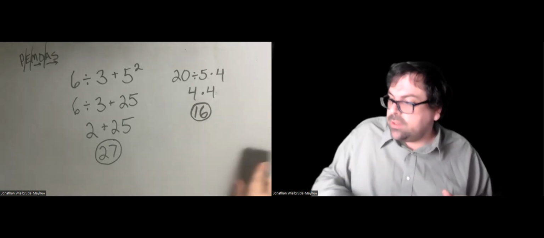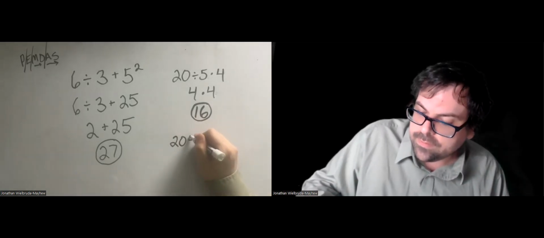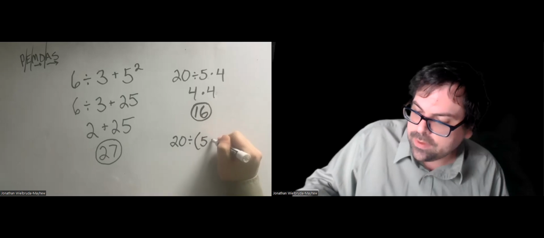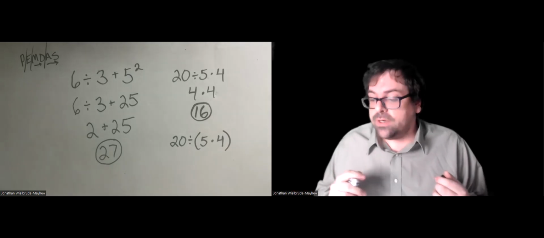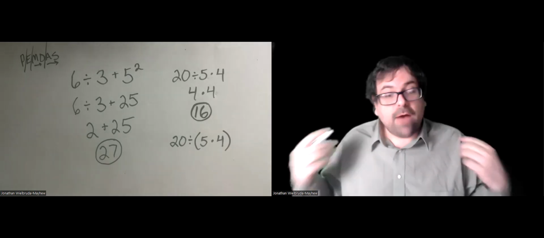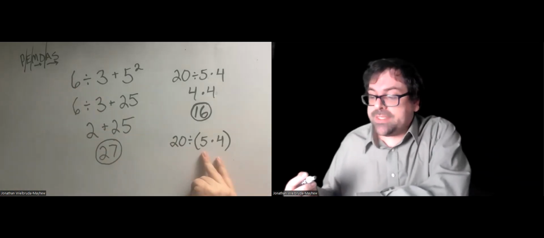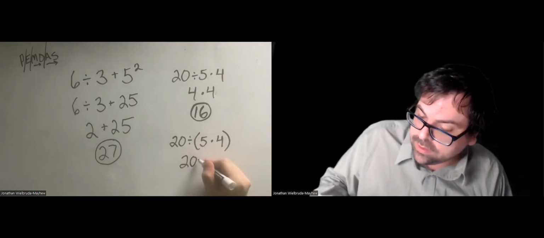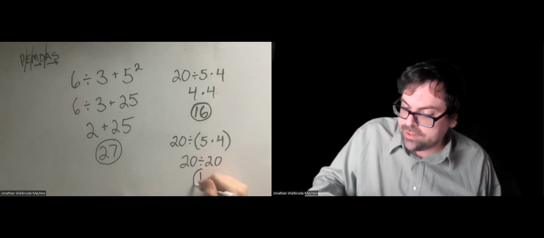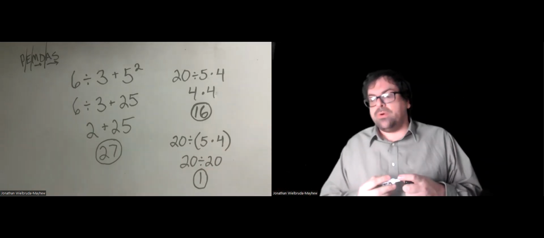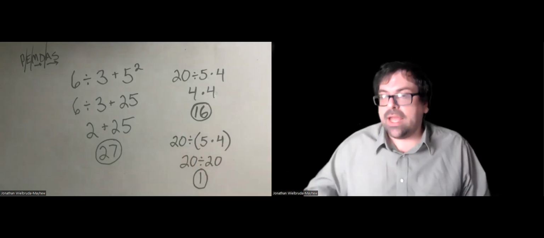Unless it's written like this. I put parentheses around the 5 times 4. And now when I follow order of operations, parentheses first. Inside the parentheses, we have 5 times 4. 20 divided by 20 is 1. So written like this with parentheses around the 5 times 4, that's the only way that these numbers work and give you 1.